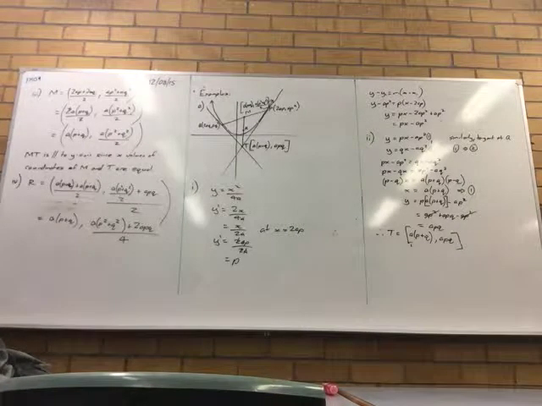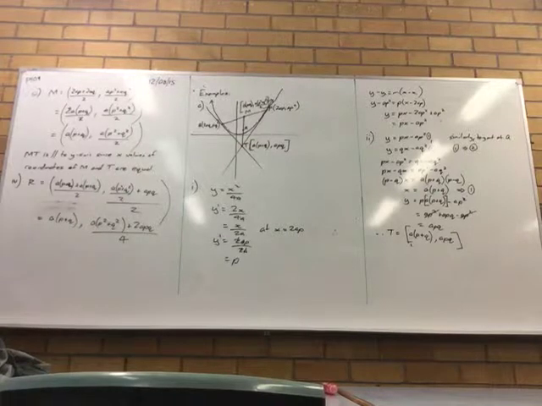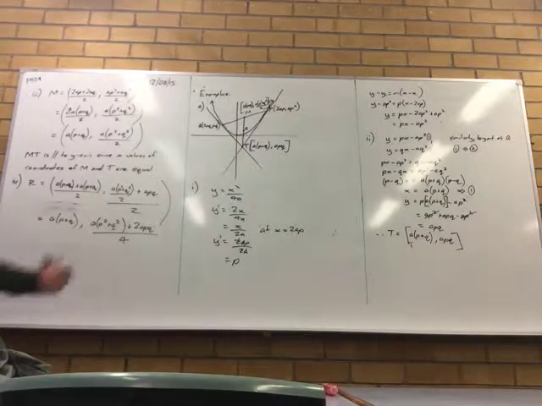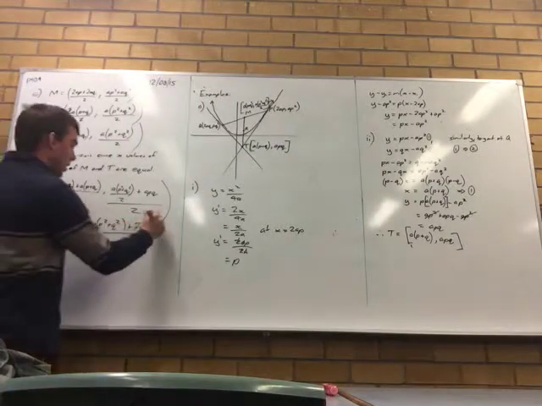That's 2 or 3 steps in one. Do we understand how that works? Yeah. Okay, so if you're confident, you can go straight there. Alright, so that's the coordinates of R.